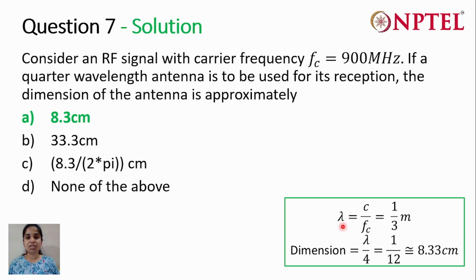So first let us find the wavelength. Wavelength is velocity of light divided by carrier frequency. So c is 3 times 10 to the power 8 meters per second divided by fc, which is 900 megahertz. So I get 3 times 10 to the power 8 divided by 900 megahertz as 1 by 3 meters. Now the dimension is basically lambda by 4. So that is equal to 1 by 12 meters, which is approximately 8.33 centimeters.